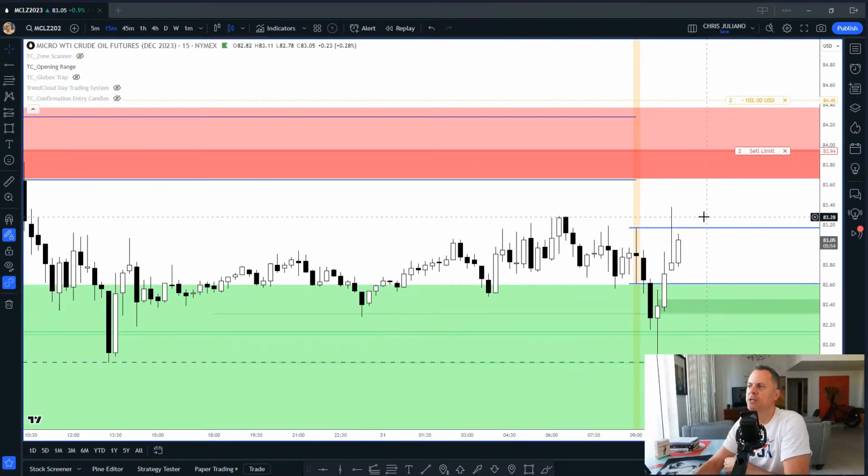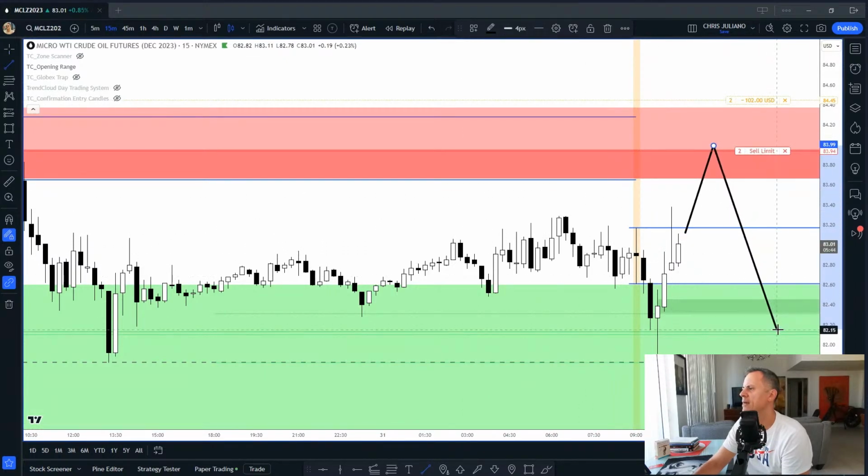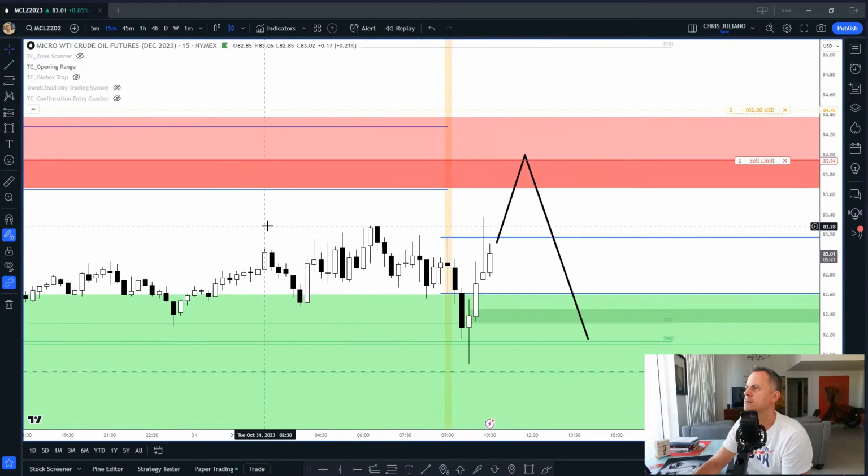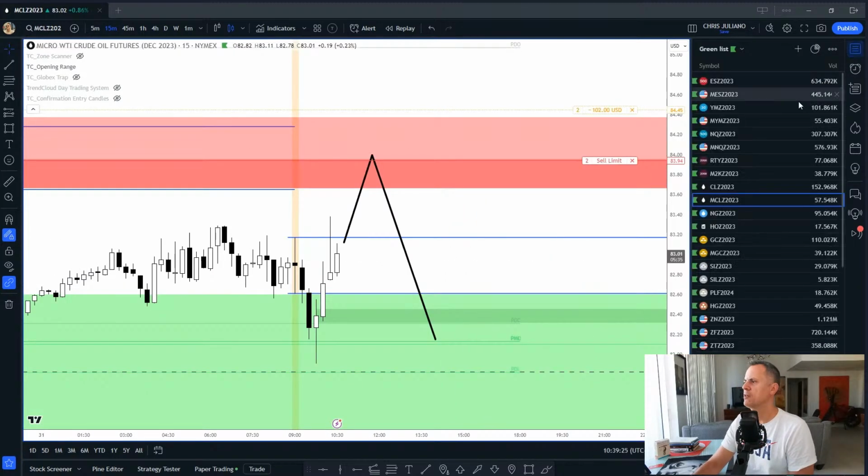We've seen that happen so many times, right? It pulls back up into the previous day's opening range for the move back down. I think that's a good risk. I think that's a good risk right there. We'll see if it happens.